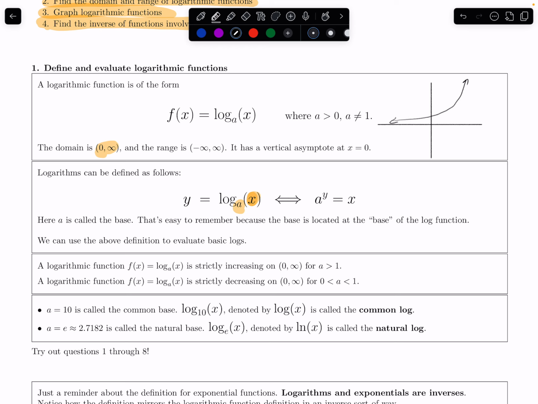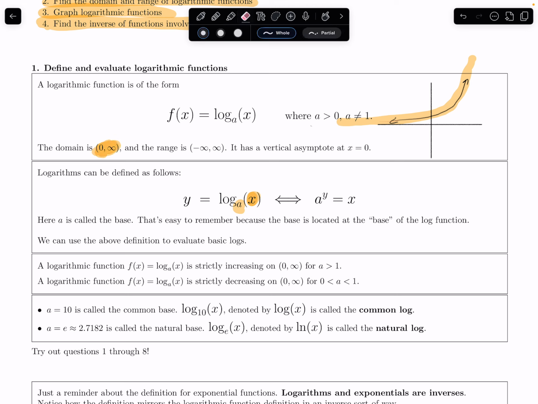And so you ask yourself, okay, what power or what x down here would give me 0? And looking at it, there's nothing, right? Because the horizontal asymptote is at 0, so it never touches 0. And what value of x would give me a negative value? The answer is nothing again, because this graph is always strictly above the x-axis, right? So there's no way I could reach 0, no way I could reach a negative. For that reason, the domain of the log function is from 0 to infinity.